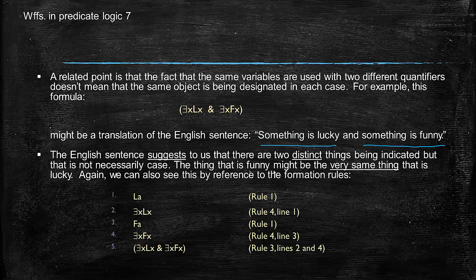So again, we could show this straight up using the formation rules, right? So we have LA, change that to exist in XLX. FA, change that to exist in XFX. Put them together. They both came from A.